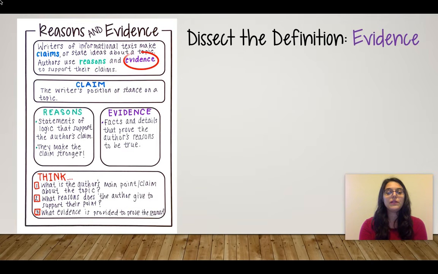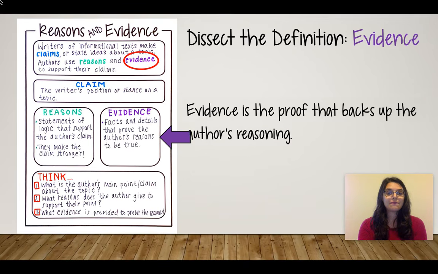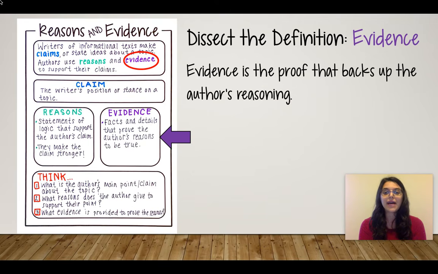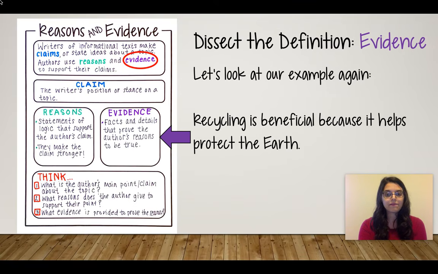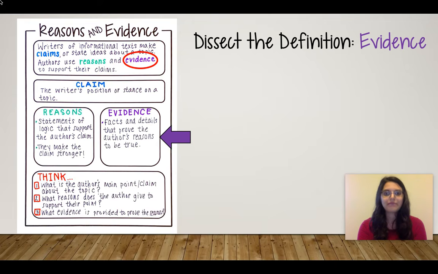Evidence. You need evidence. And that's right here. These are the facts and details that prove the author's reasons to be true. Yep, we need those in order for the reader to believe our claims and points. So evidence is the proof that backs up the author's reasoning. So let's look at our example again. Recycling is beneficial because it helps protect the earth. I need to prove that it actually does help protect the earth. I can't just say it.